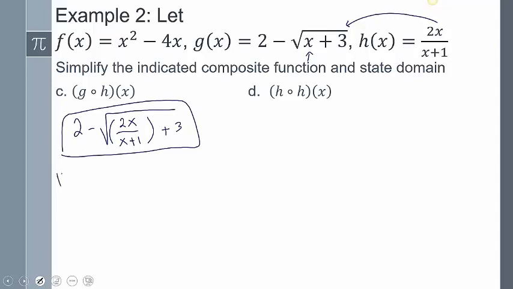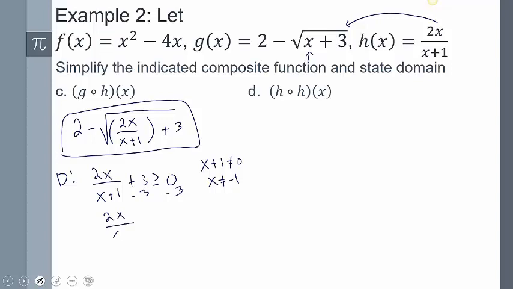But now I have to once again find the domain. And so this is where it gets a little tricky because now I have 2 restrictions. The first, that has to be positive. And then the second, I'm dividing by x plus 1, so that cannot equal 0. Well, that one's easy. X cannot equal negative 1 if I subtract 1 on both sides. But now I have to find this one. So I have to subtract 3 on both sides. 2x over x plus 1 is greater than or equal to negative 3.